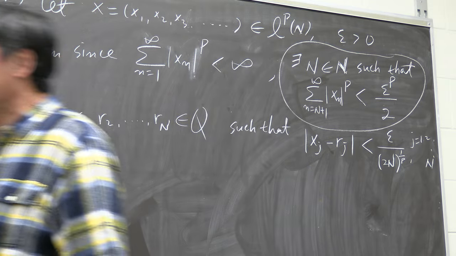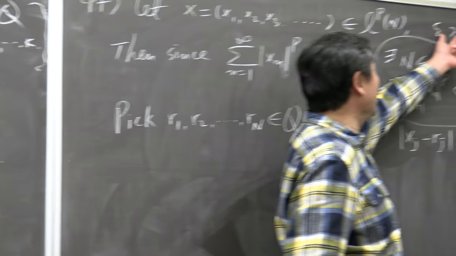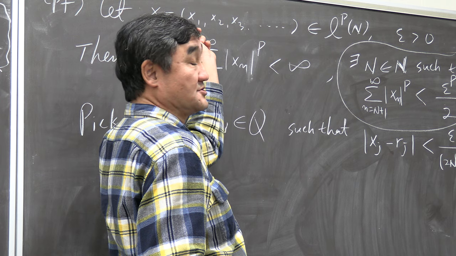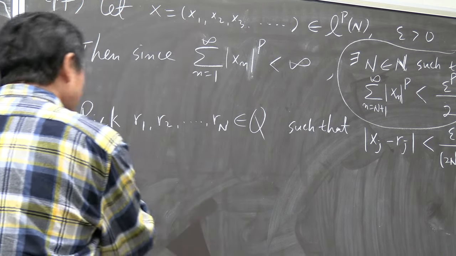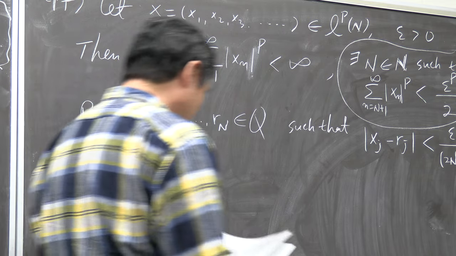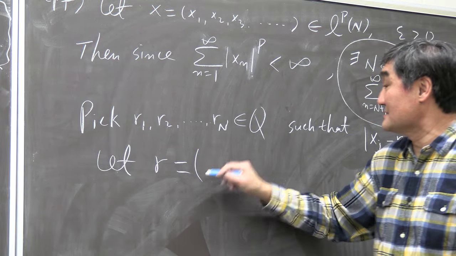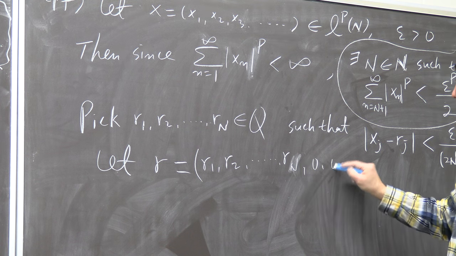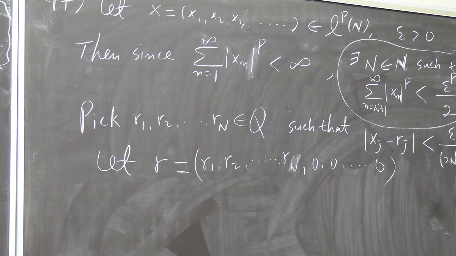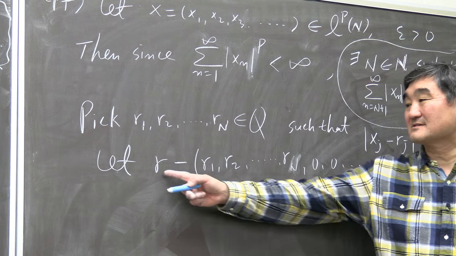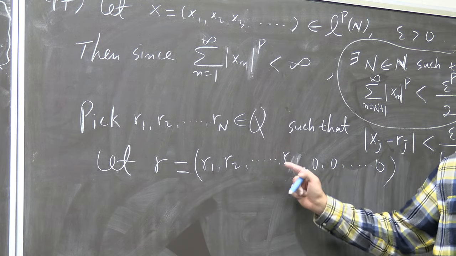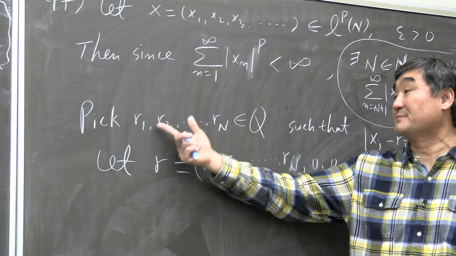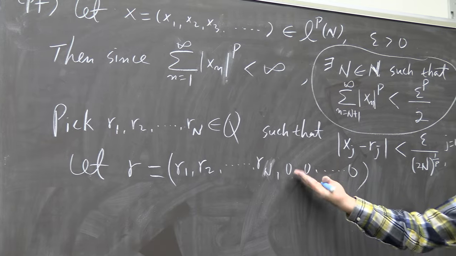What is an element in A here which is in the epsilon neighborhood around this sequence we have chosen? Here it is. Let's let the sequence R be those components and zero elsewhere. Let's let the sequence R be what? The first capital N components are the rational numbers we have picked up in the previous line, and then put zeros afterwards.